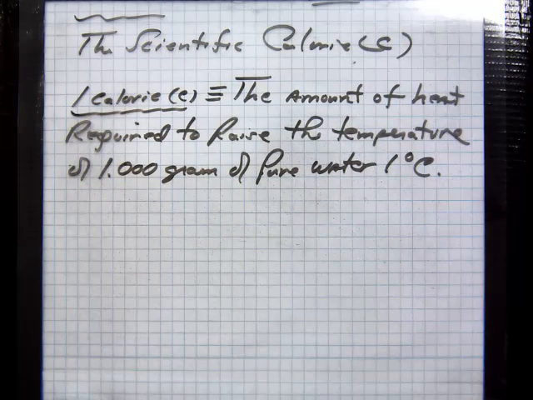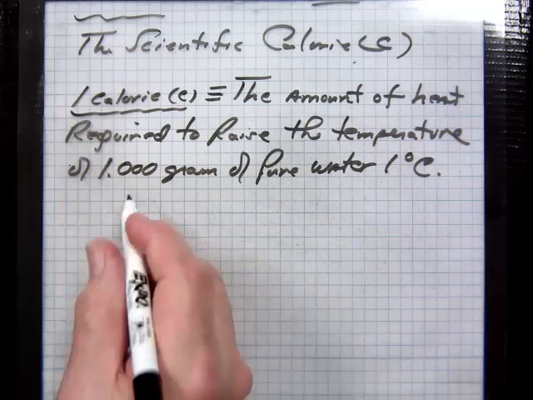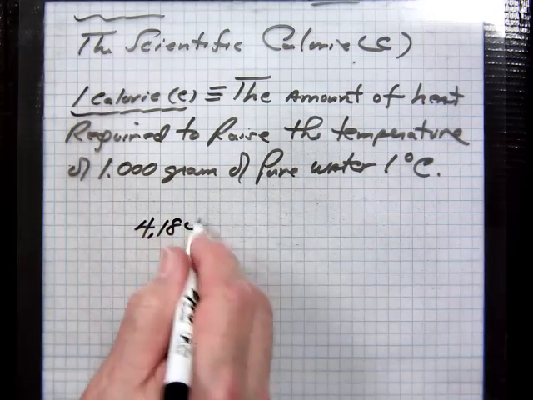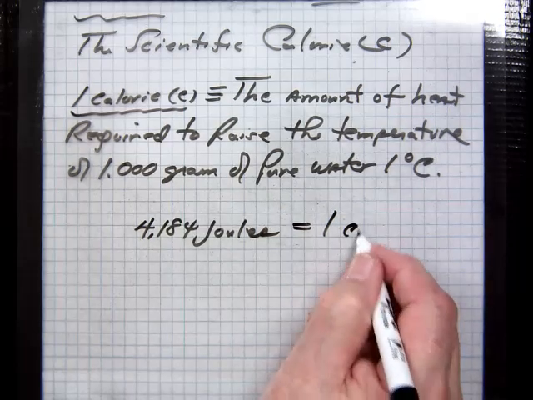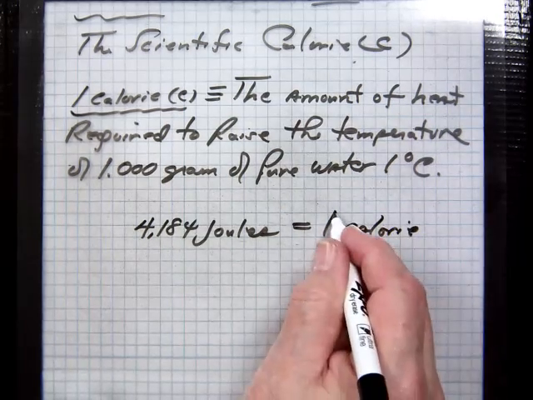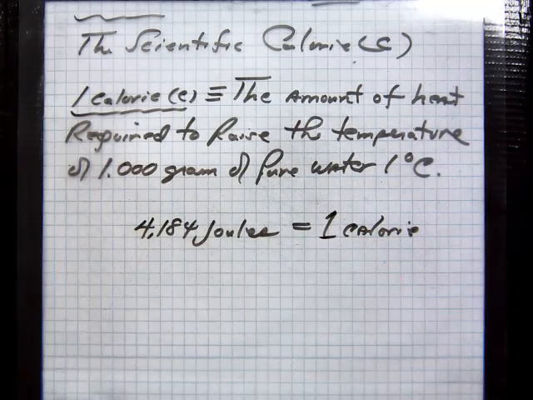The relationship between the calories and the joules is very important, because you will have problems that will require you to go back and forth between calories, joules, kilojoules, kilocalories, and on and on. Well, that conversion is 4.184 joules is equal to 1 scientific calorie. A nutritional calorie is the other side of the coin, of course, and that's 1,000 scientific calories. So we're not using that in that capacity. Our interest is strictly limited to the scientific calorie.